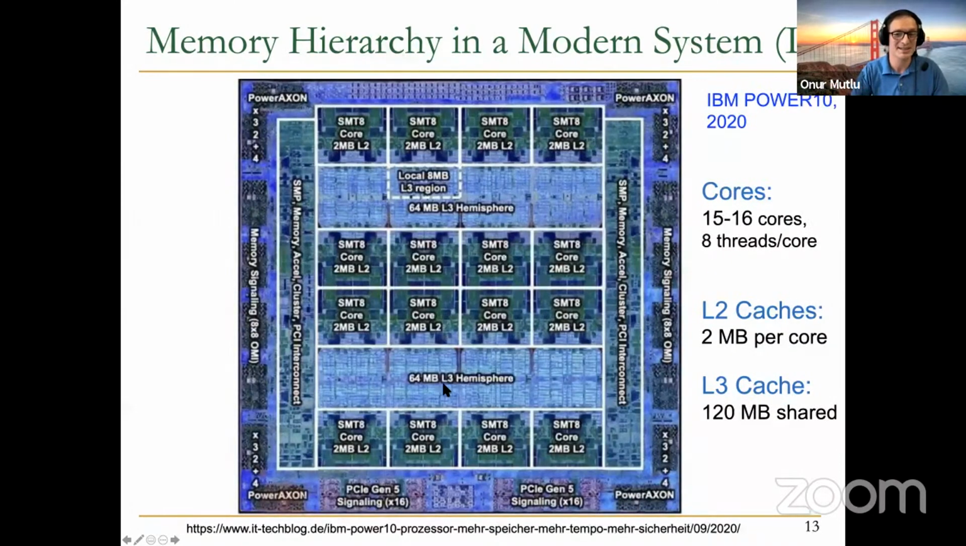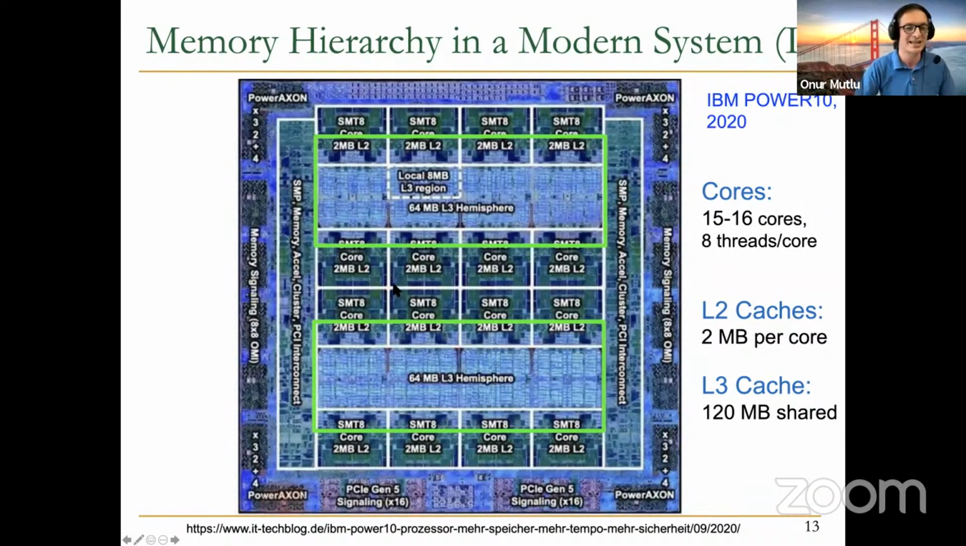This is another example. This is IBM's server chip, Power 10. IBM has a lot of server lines, Z series also. I didn't have time to get a good die picture of that. But you can see that IBM Power 10 is also quite heavily using memory on the chip. You can see that the L3 cache is 120 megabytes. L2 caches are 2 megabytes per core. And L1 caches are not even depicted over here because they're considered part of the core.